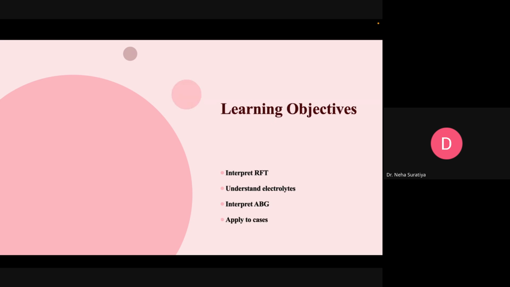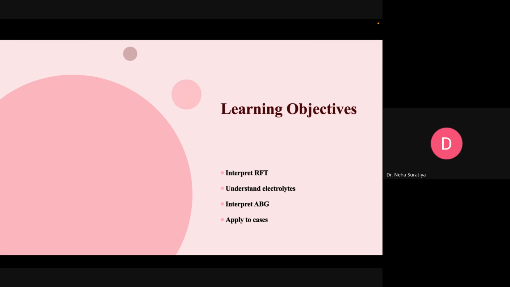So let's first understand the learning objectives of this whole session. Learning objectives give you an idea of what you will be able to understand by the end of the session. By the end of this session today, you will definitely be able to interpret RFT. Interpreting RFT is very important, right? What does a renal function test show, what does it indicate? So interpretation, of course, we will cover. You will also clearly understand what blood urea nitrogen is all about, and what creatinine actually means.